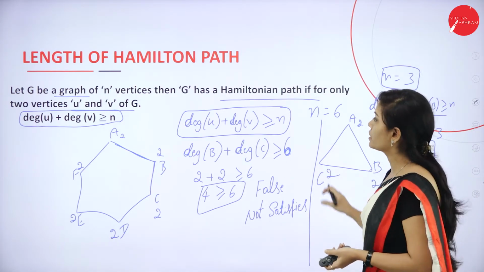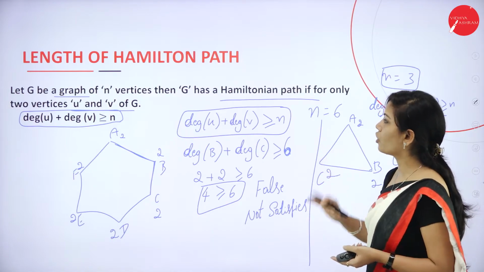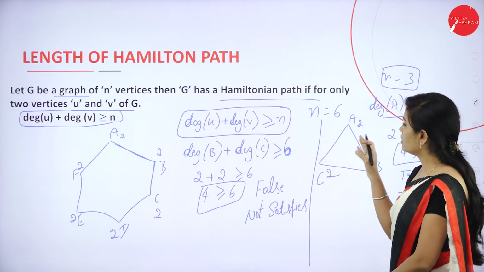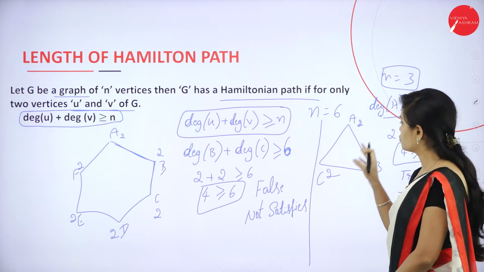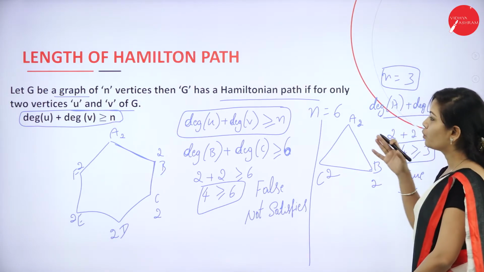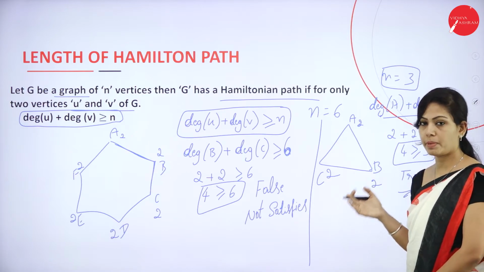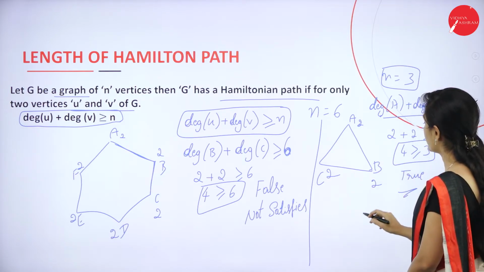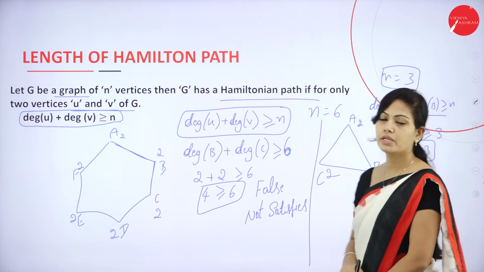So you can expect this question for 4 marks. Find the length of the Hamiltonian path, and they'll give the graph. So you have to find the degree of each and every vertex and you have to prove whether it is satisfying the Hamiltonian path or not. Clear? This is an example for the length of a Hamiltonian path.